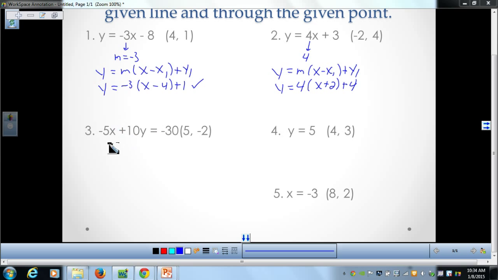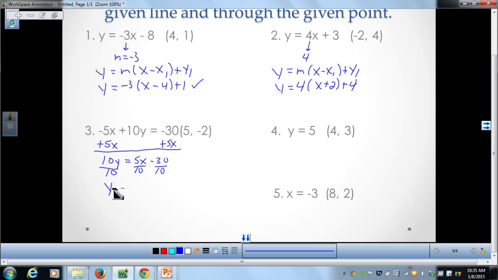So what I'm going to do now is convert standard form to slope-intercept form. So the first thing I'm going to do is move our x term to the right-hand side by adding 5x. So 10y equals 5x minus 30. And then I'm going to divide by 10.